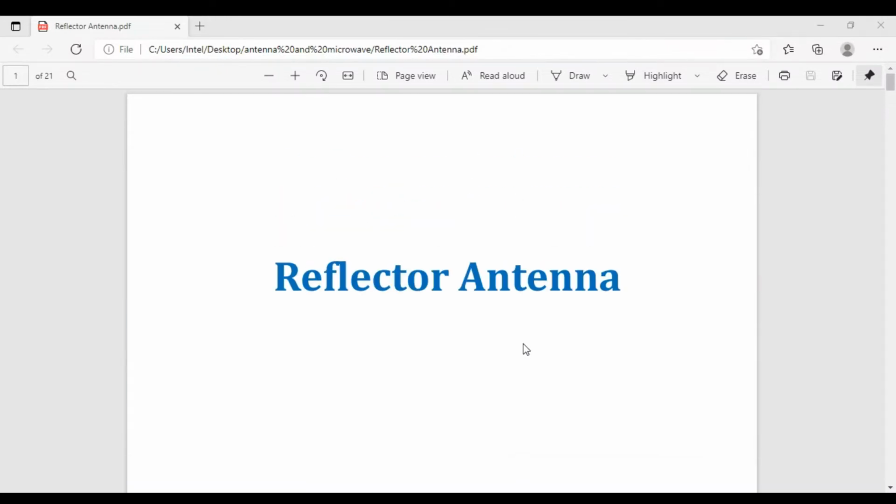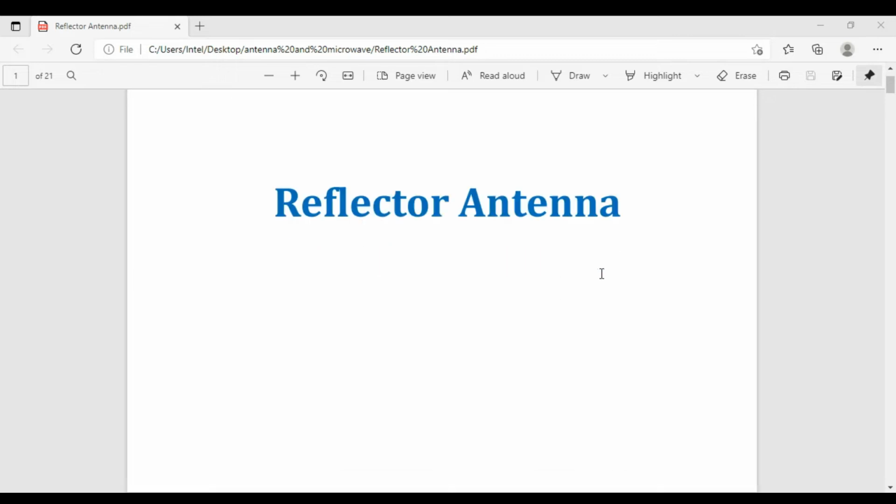Good morning. This video explains the reflector antenna. This topic is under the syllabus of Anna University, fourth year, seventh semester paper, EC8701, Antenna and Microwave Engineering. This topic belongs to Unit 2, that is, reflector antenna.